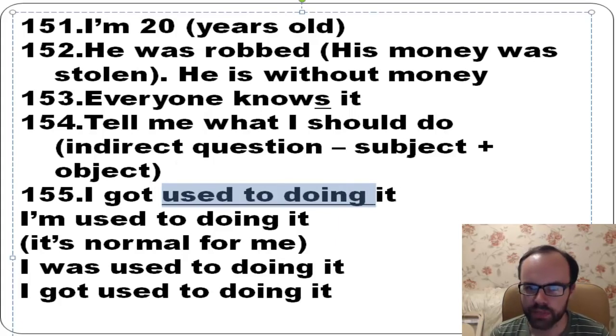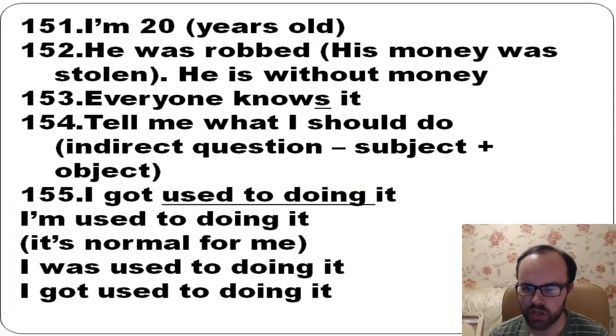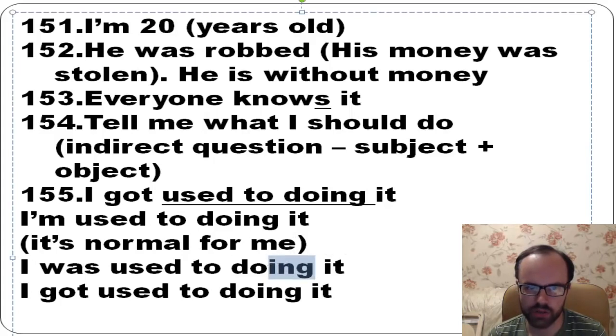So: I'm 20 years old. He was robbed. His money was stolen. He's without money. Everyone knows it. Tell me what I should do. It's an indirect question, subject plus object. I got used to doing it. I'm used to doing it, so it's normal for me. I was used to doing it, or I got used to doing it. We use ing in both these cases anyway, so good.